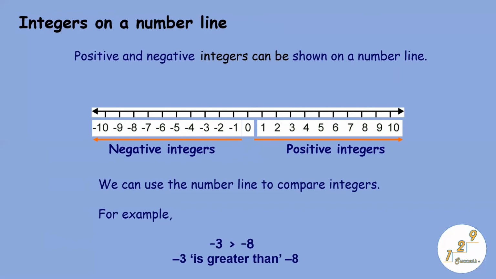Now, let's take, for example, minus 3 and minus 8. Now, from what we've been talking about, we know that minus 3 is greater than minus 8. Watch out for these signs down here, because that means that minus 3 is greater than minus 8.